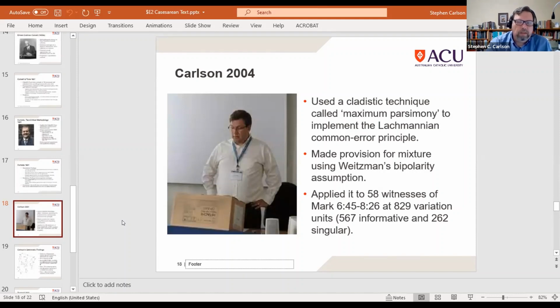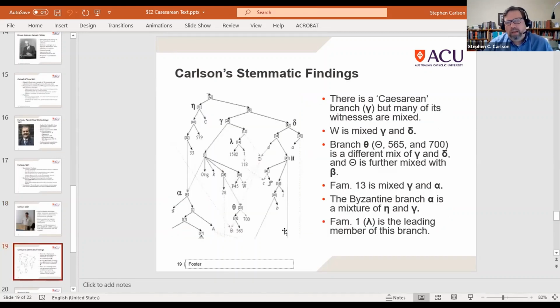And I applied it to 58 witnesses of Mark 6:45 to 8:26. It's a Bethsaida section where it corresponds to Luke's great omission. So there wouldn't be any source of variants that come from scribes knowing the text of Luke better and those coming in there. It kind of filters that out, although you do have Matthew there. So it's 829 variation units, of which 262 are singular and 567 are informative. And it produced a stemma, of which I couldn't put it all on the screen.